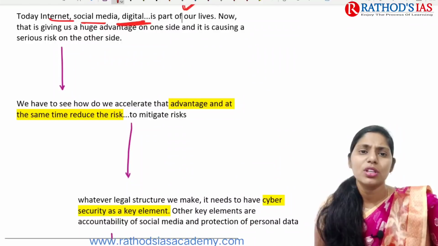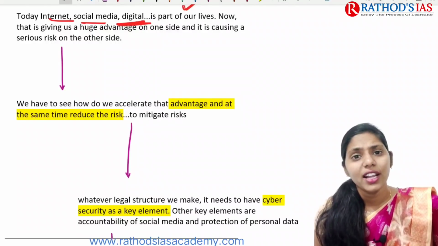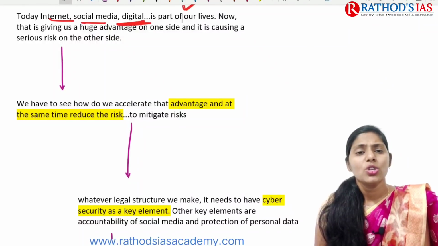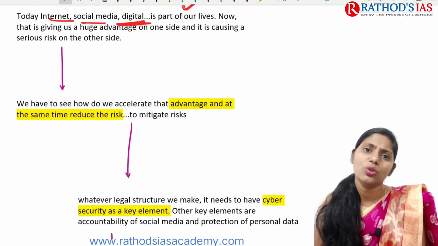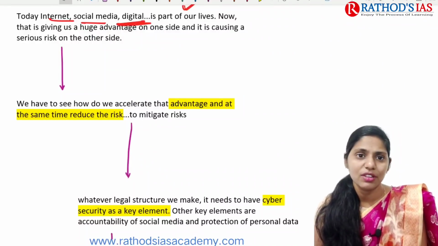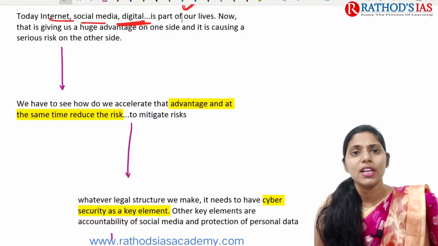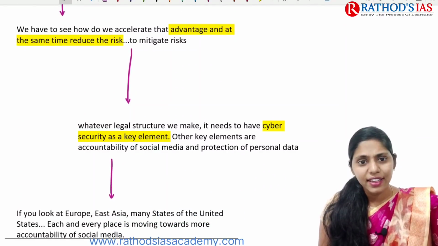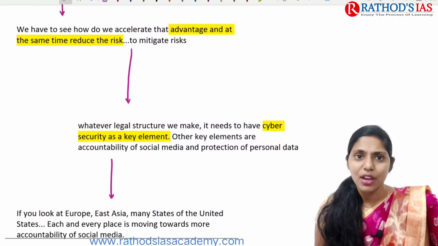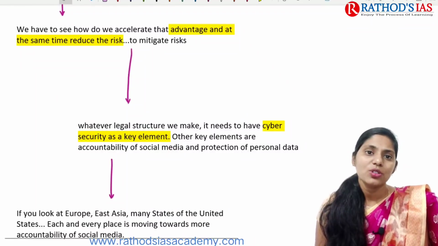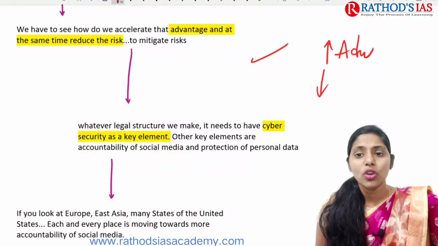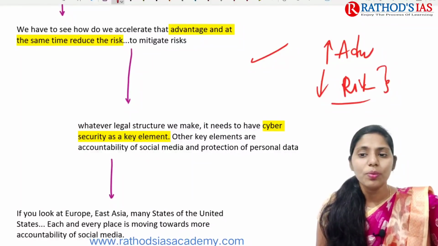There are a number of scams that we are seeing in the news regarding Facebook, where with a fake profile they trap women and get money from them. So there are both advantages and disadvantages in the way we are using social media. We have to see how we accelerate the advantages and at the same time reduce the risks. So our target is to increase the advantage of using social media and decrease the risk. So how do we mitigate the risk?